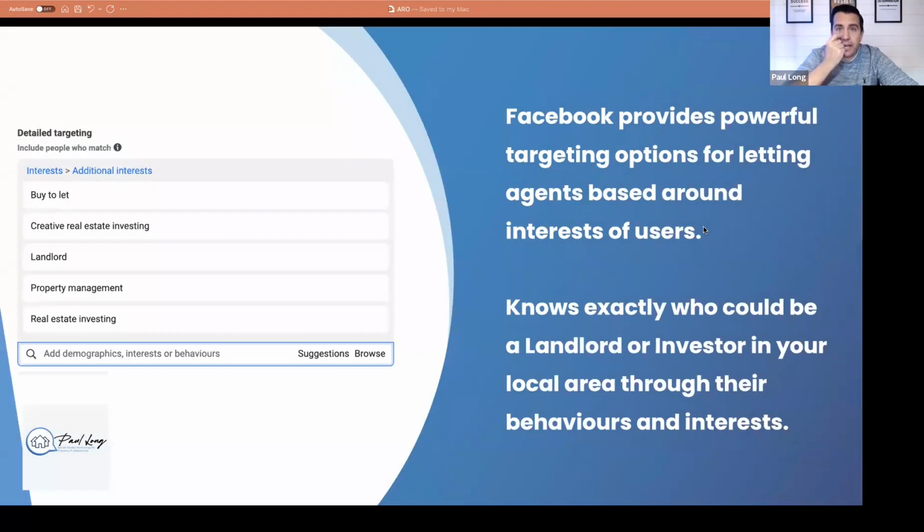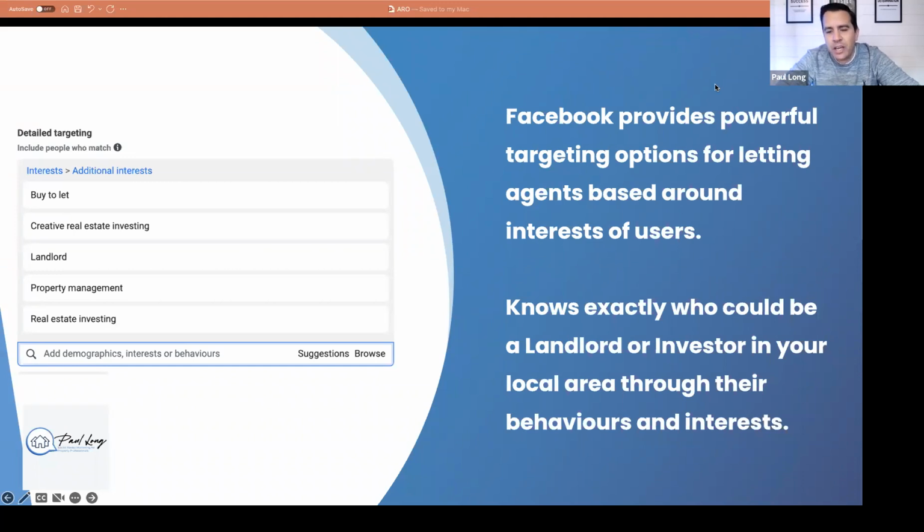So here's some of the interests that are available in Ads Manager. Think of these like tagging you with tags based on your behaviors. Write some of these down. They're all in Ads Manager. There's a lot more, and they do change on a weekly basis. So buy-to-let, creative real estate investing, landlord, property management, real estate investment, all in there. And if someone matches one of those interests, you can get your ads to show to those people in your town. And Facebook provides powerful targeting options for letting agents based around interests of users.